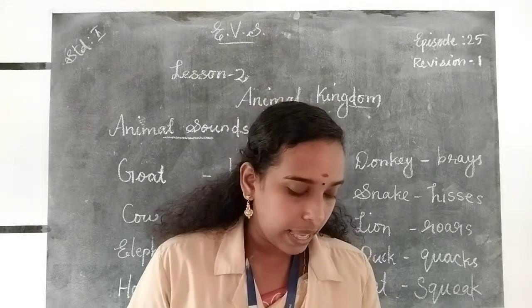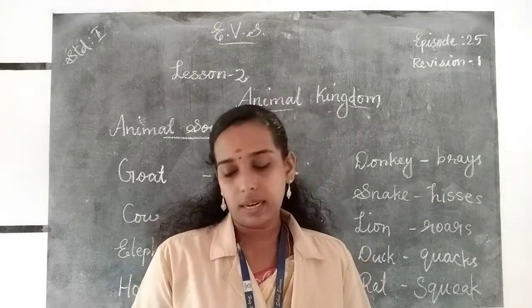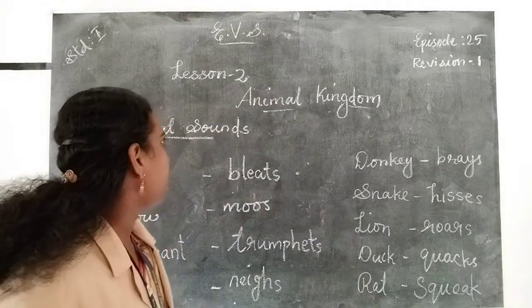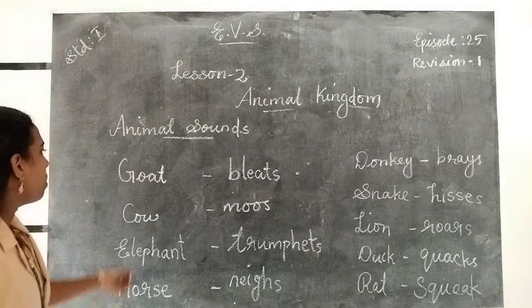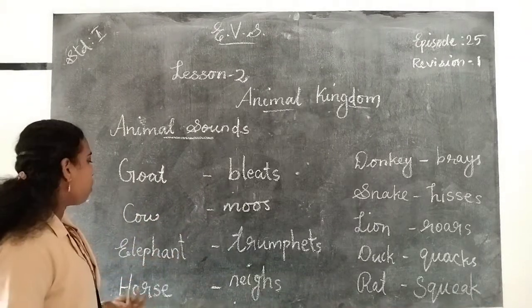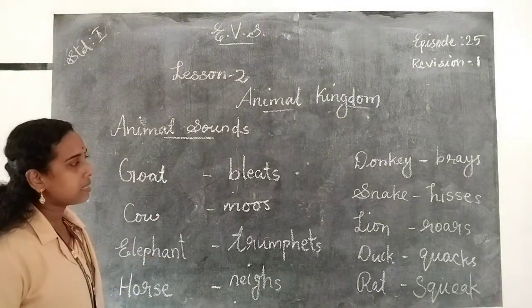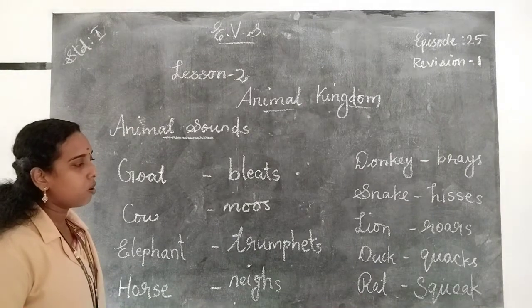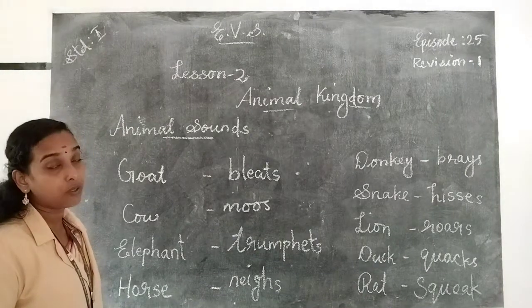So these are the things that we discussed in our second lesson. Lesson number 2, that is animal kingdom. So the animal sounds: goat, bleats; cow, moo; elephant, trumpets; horse, neighs; donkey, brays; snake, hisses; lion, roars; duck, quacks; rat, squeaks.